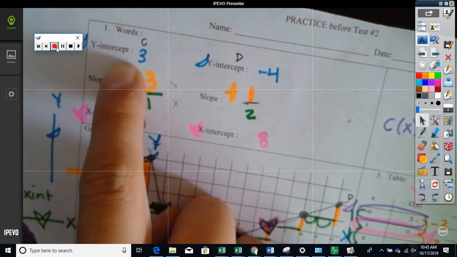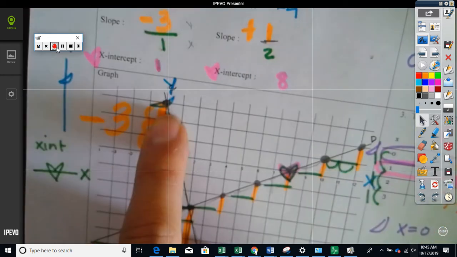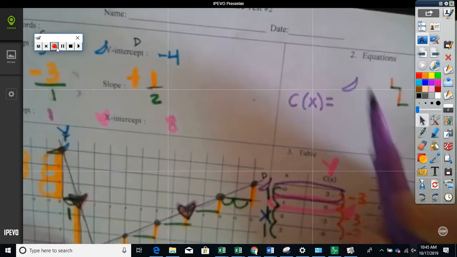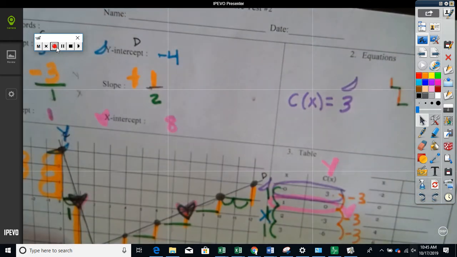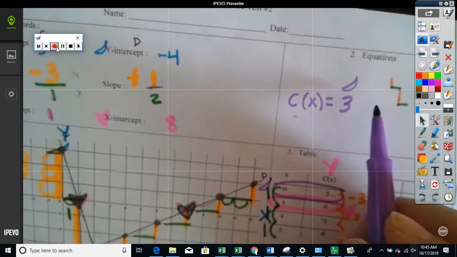3. And you can check here. We already wrote 3. We see the banana at 3. And yes, it's 3. You should be getting the same answers every single time because it's the same thing. It just looks different. Okay, now your slope.